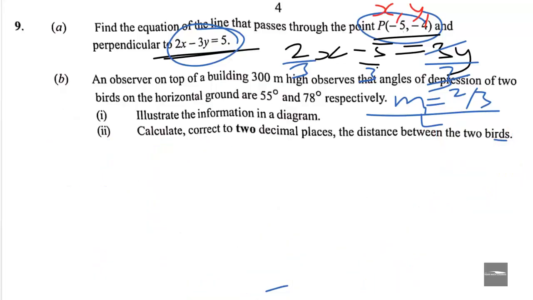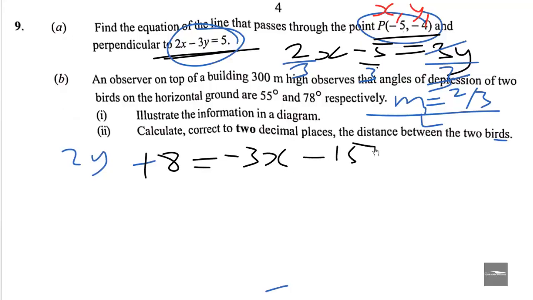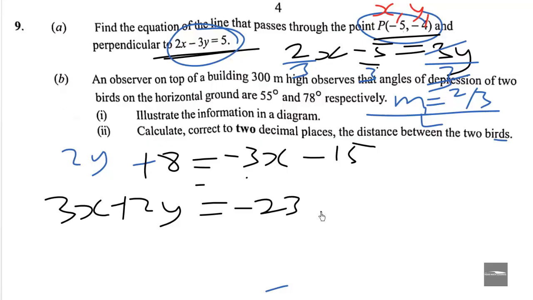So multiplying through by 2, we get 2 times y, which is 2y, is equal to 2 times y, which is 2y plus 8. 2 times 4 is 8, is equal to -3. When we expand, we get -3x minus 15. So when I move the 3x to this side, I get 3x plus 2y is equal to -15 minus 8, which is -23. So that is the equation of that line. The required line has an equation of that.